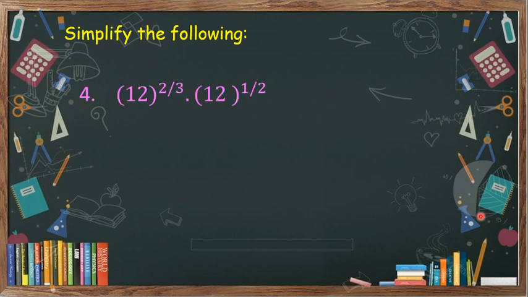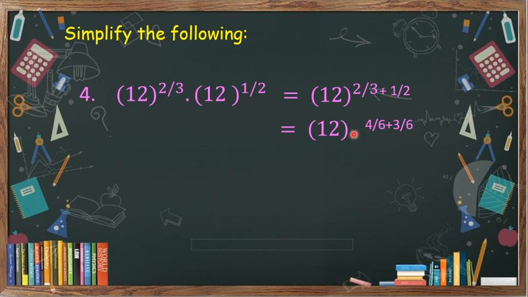Another, simplify this one: 12 raised to 2/3 times 12 raised to 1/2. So apply the addition of fractions here. As you can notice, the bases are the same. Therefore, these are dissimilar fractions and you have to find the LCD. The LCD of 2 and 3 is 6.